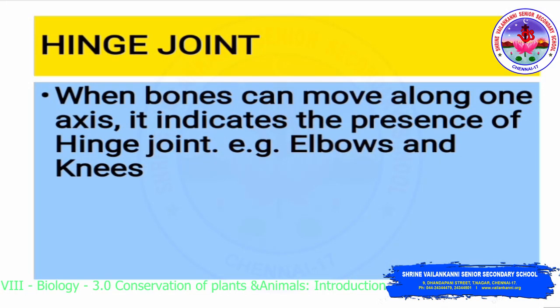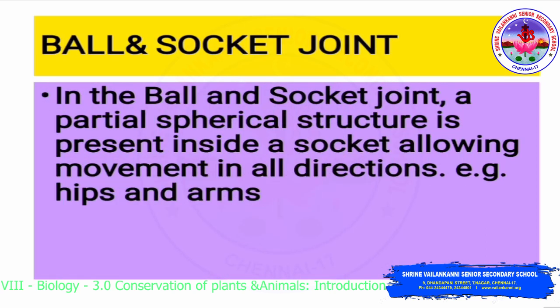Next is hinge joint. It allows movement only in one plane, backward and forward. Examples are the elbow joint, knee joint and the joint between the phalanges of fingers and toes. When bones can move along one axis, it indicates the presence of a hinge joint. Next is ball and socket joint. It permits a circular movement, for example, the shoulder. In the ball and socket joint, a partial spherical structure is present inside the socket, allowing movements in all directions. Examples are the hip and arms.